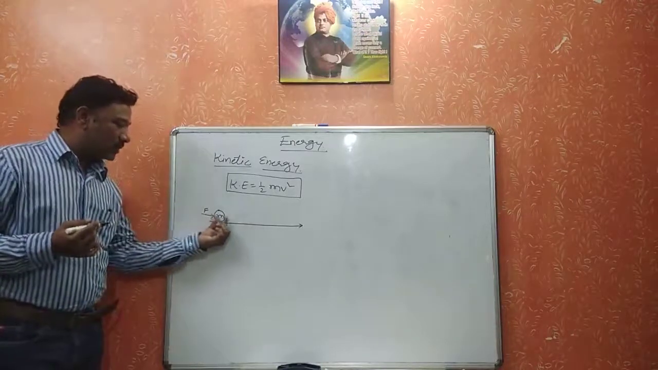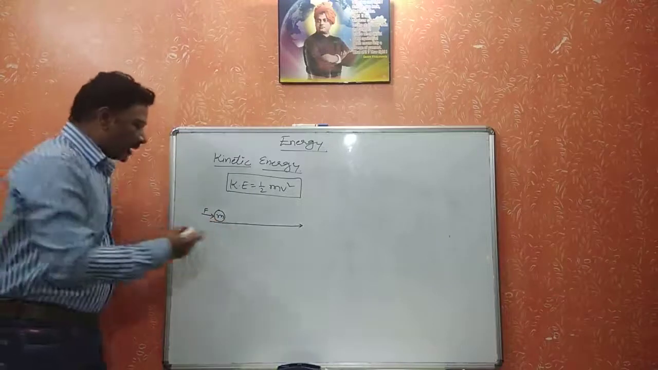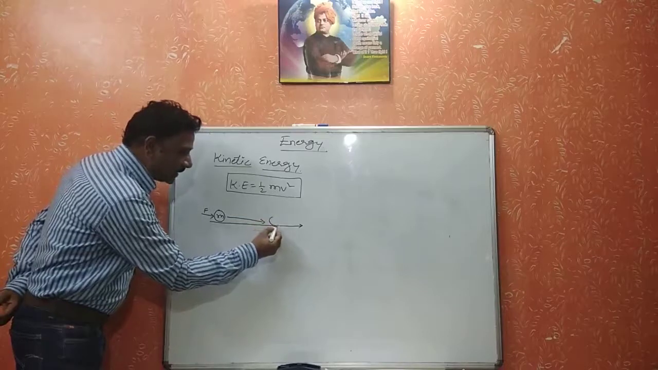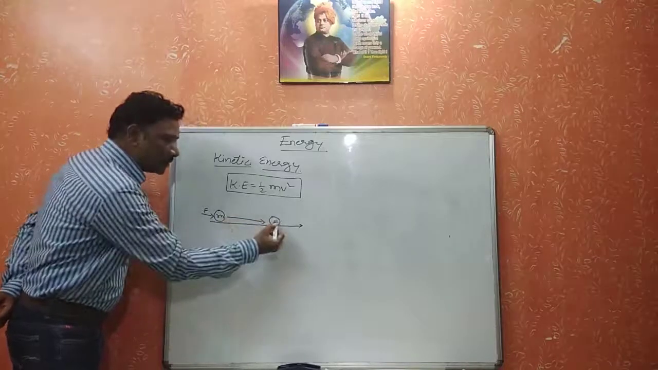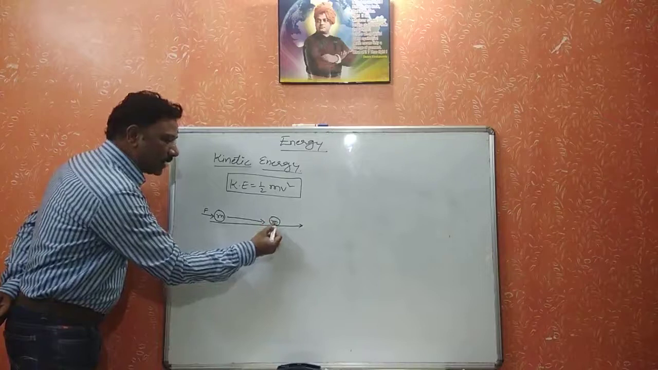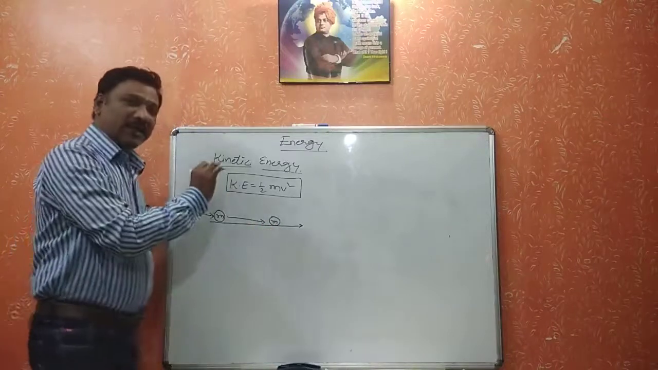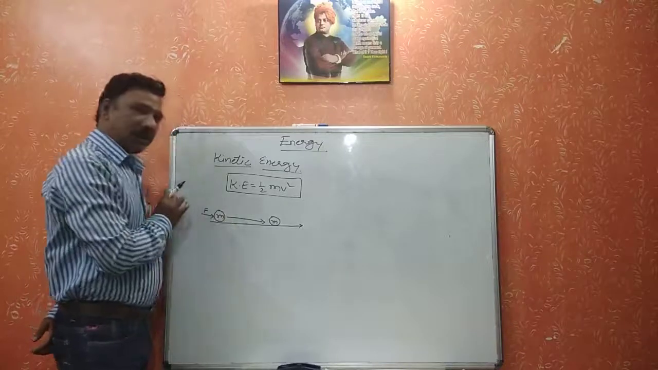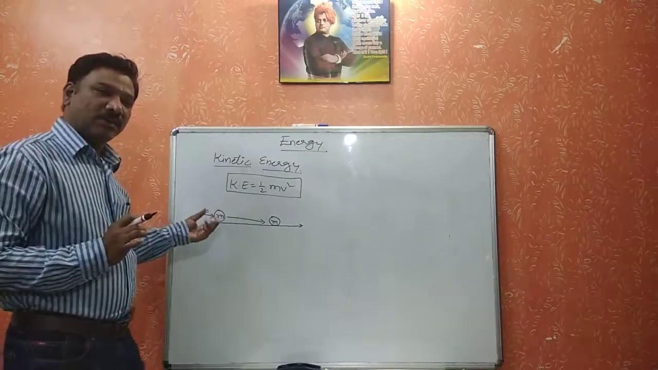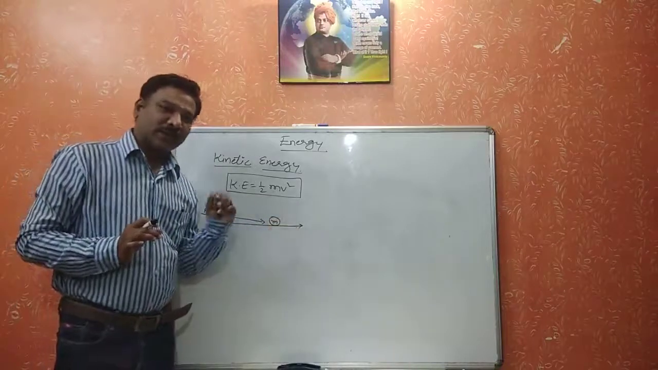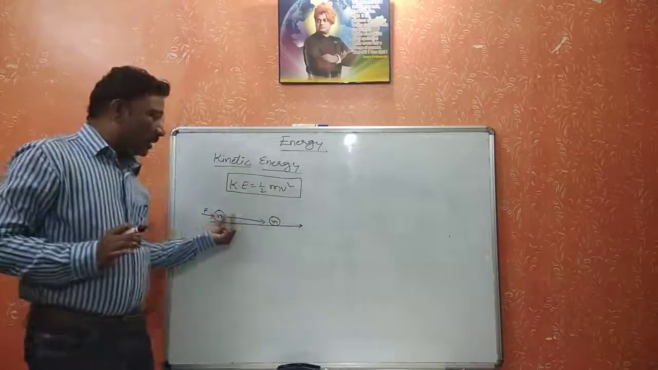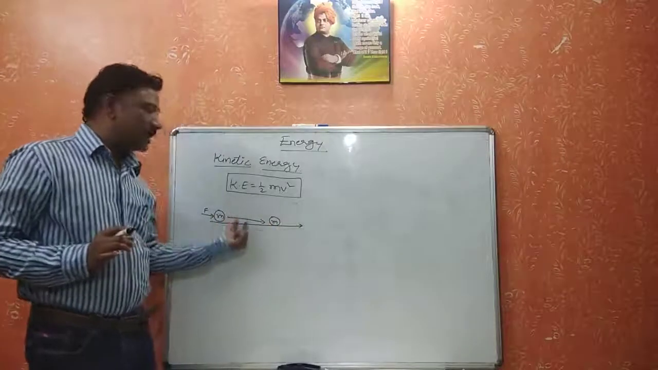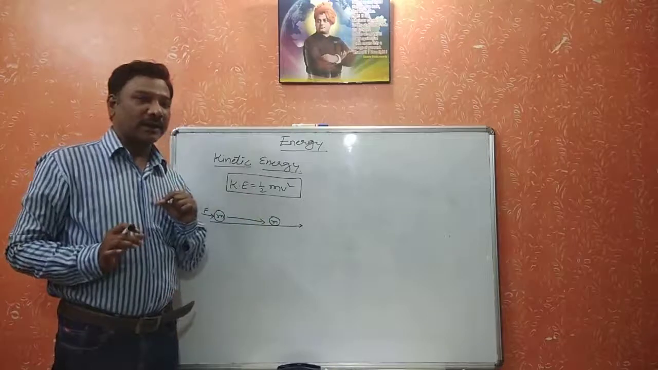When we apply the force on this object whose mass is m, the object moves up to a certain distance. Now the object is displaced from one place to another place. At that time, the mass of the object remains the same. So here we applied the force on this object. Due to the application of the force, the object is displaced from one place to another place. Now, when the object is in motion, how much energy is possessed by this object, that we are calculating.